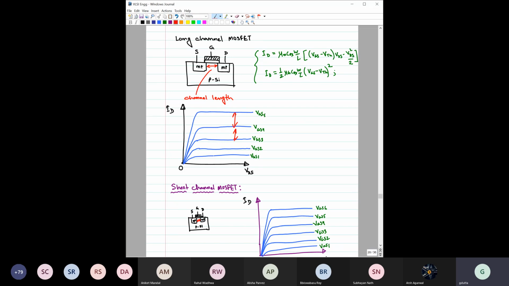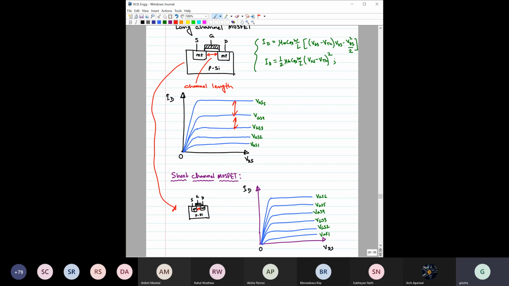However, when we do the technology scaling and reduce the gate length from here till, suppose, this, then it makes a short channel. Again, what is the reference? That is a homework for you. And if you plot the current ID versus VGS characteristics for the short channel MOSFET, you will get a characteristic something like this, where you can see the spacing between these lines would be equal.